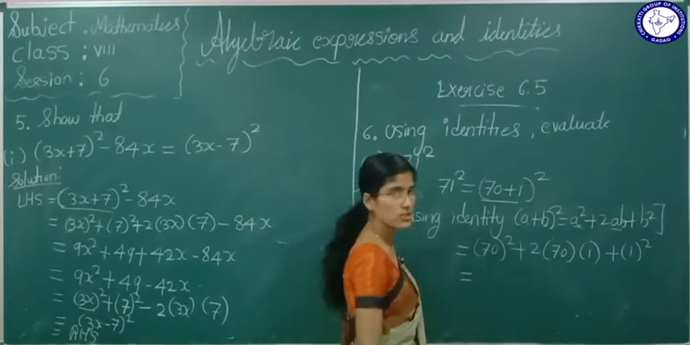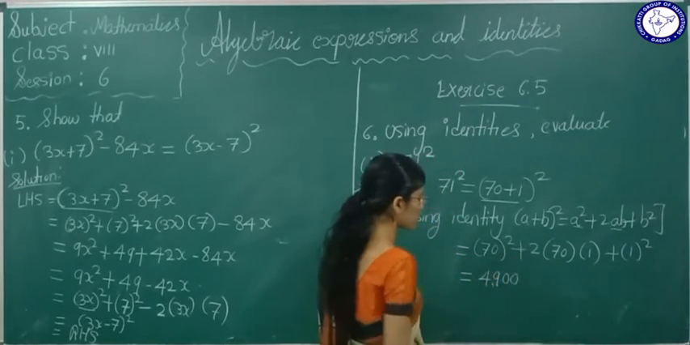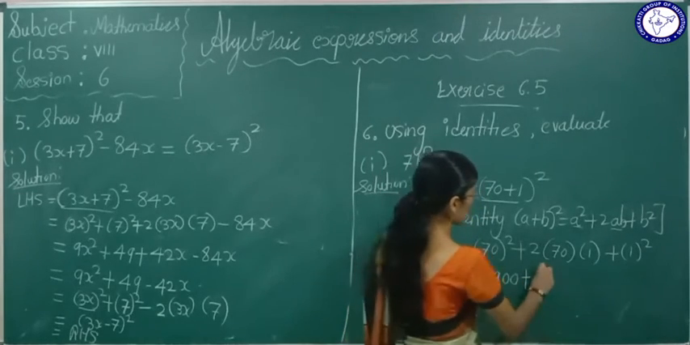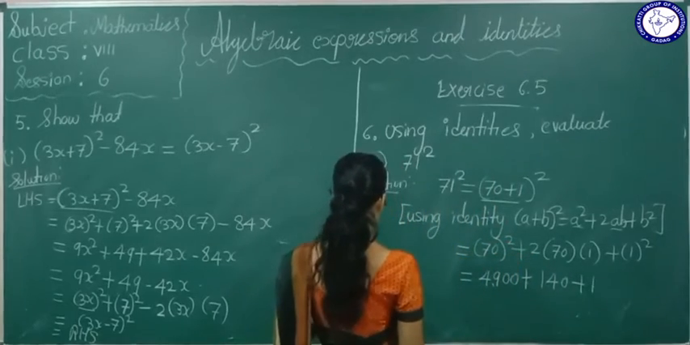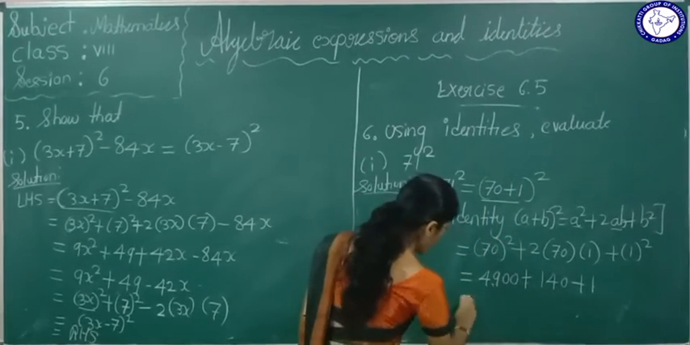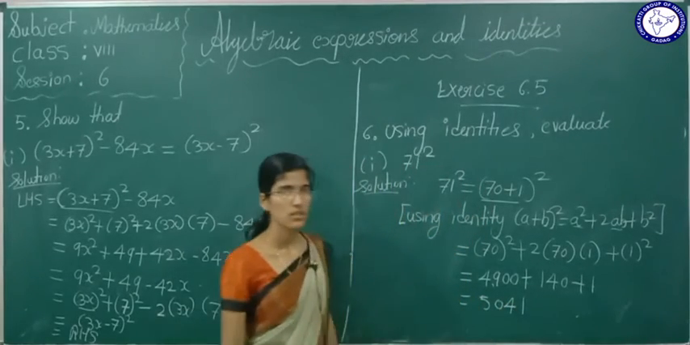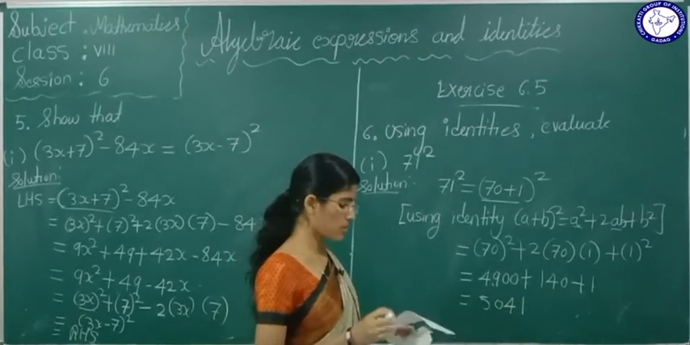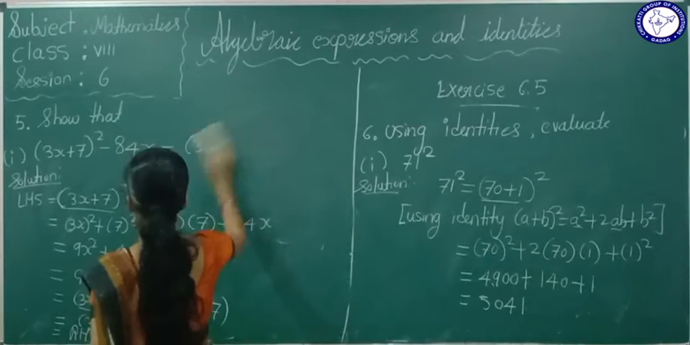So 70 into 70, it will be 4900 plus 2 times 70 is how much students? It will be 140 plus 1. So what will be the total answer? It will be 5041. Okay, this is about the sixth main. Now we will go for the seventh main.